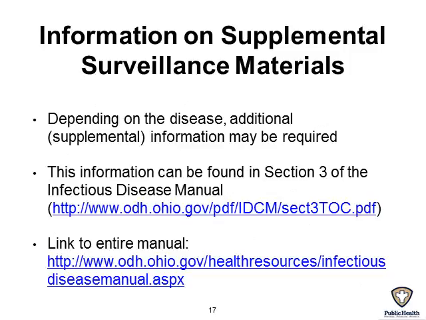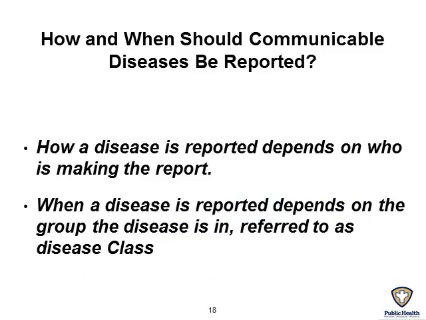Depending on the disease, additional information may be required. This information can be found in Section 3 of the Infectious Disease Manual. Section 3 includes links to detailed information regarding specific diseases, including epidemiology, diagnosis, and public health management. We've included the link to the entire Infectious Disease Control Manual from the Ohio Department of Health.